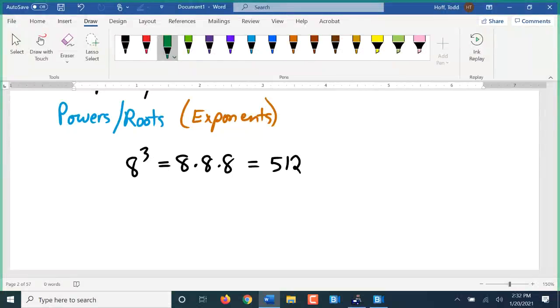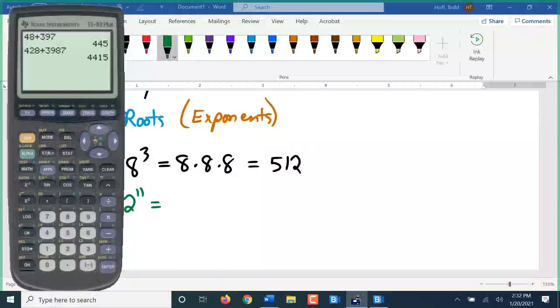That one wouldn't be so bad to punch in your calculator, 8 times 8 times 8. But if I give you 2 to the power of 11, we don't want to be trying to punch that in and count. 2 times 2 times 2, did I do it 10 times or 11 times, or where am I at? So first, we need to figure out what button on our calculator helps us do this.